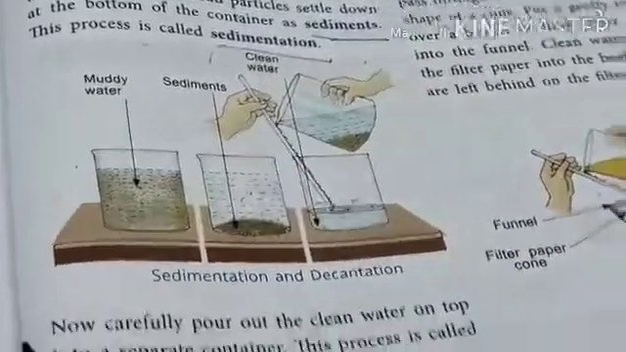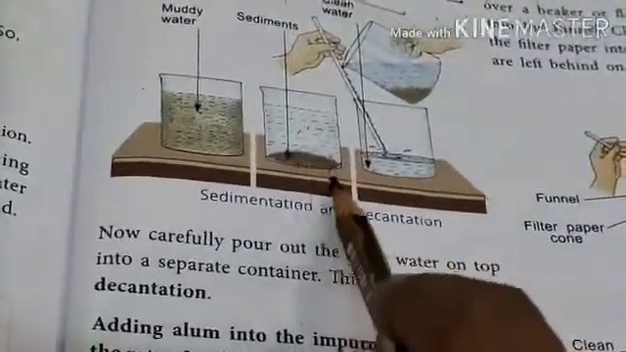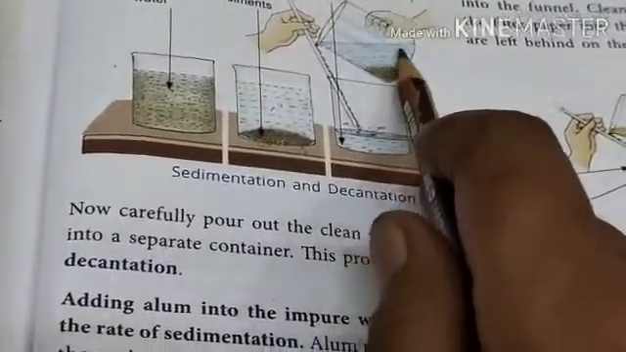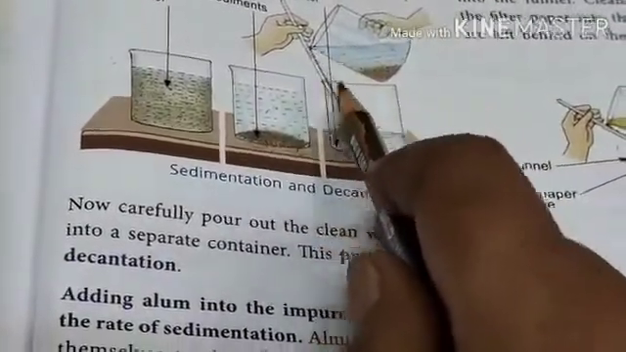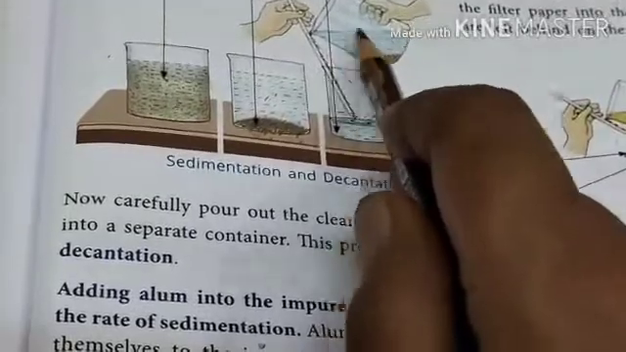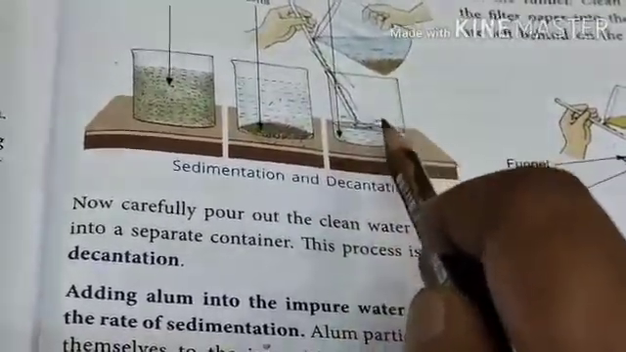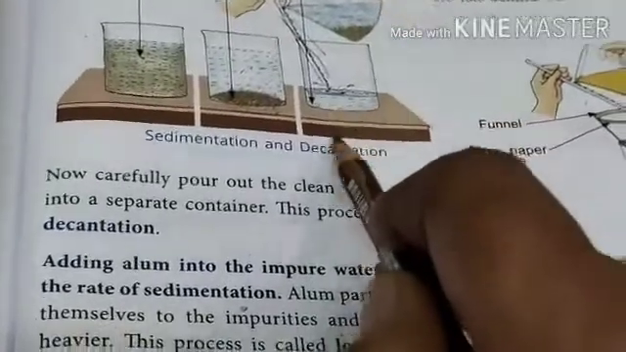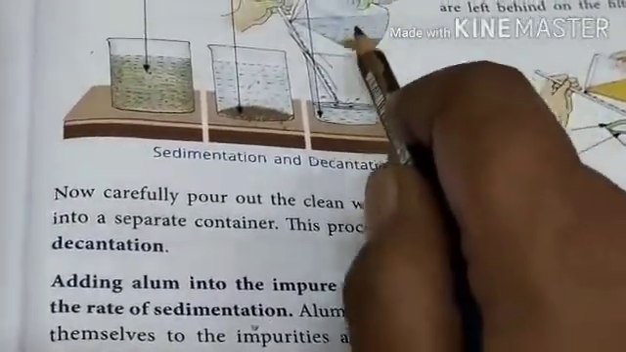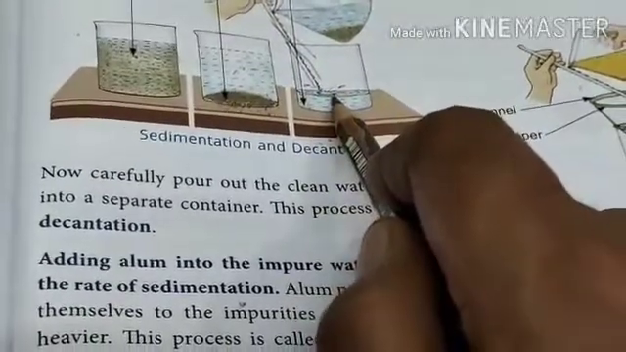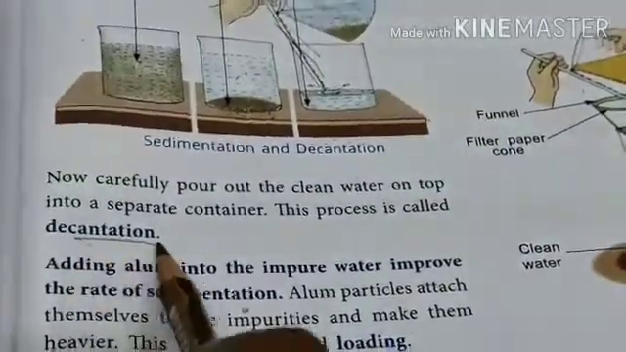Now what we do, slowly, without disturbing these materials, slowly we pour out the upper part of the water. The upper layer of the water, we pass it into another beaker. And this process of passing only the upper layer of the water into another beaker is called decantation.